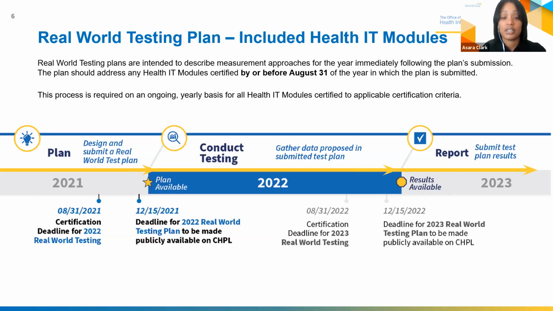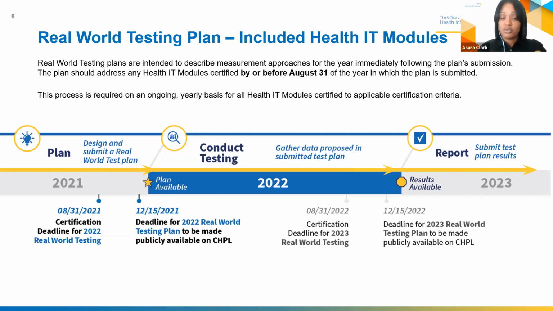And you're going to be conducting real world testing throughout the year of 2022. I'm going to talk about how these activities overlap in just a second, because you'll see that as you're conducting real world testing, you're also going to be working on another plan in the latter part of 2022. But once you complete 2022 real world testing, those results are going to be due to your ONC ACB to be made publicly available on Chapel by March 15th of the following year, which will be 2023. Okay, so this is the deal.